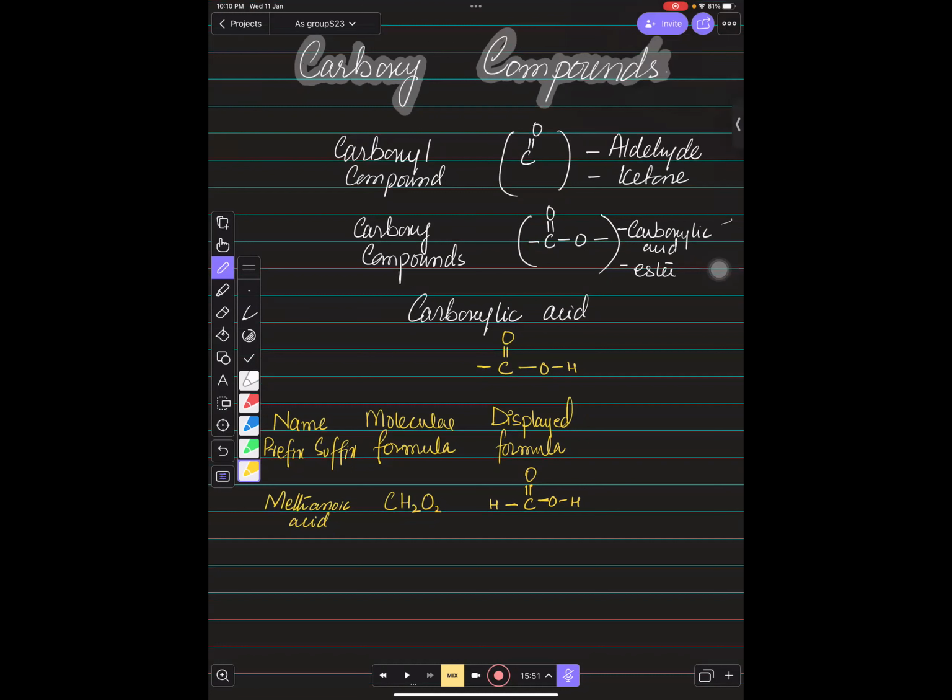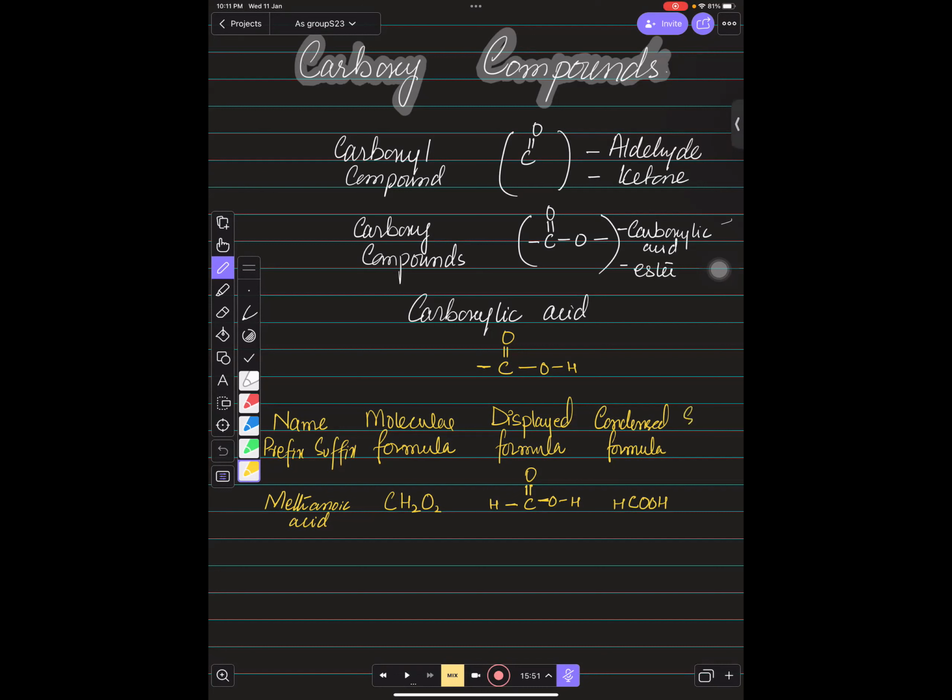Then we have one more type of formula that you need to remember, the condensed formula. Condensed formula says how many hydrogens and other elements are attached with a single carbon. So it is like COOH, and then 1 H is attached on the left hand side. So this will be the condensed formula of methanoic acid.